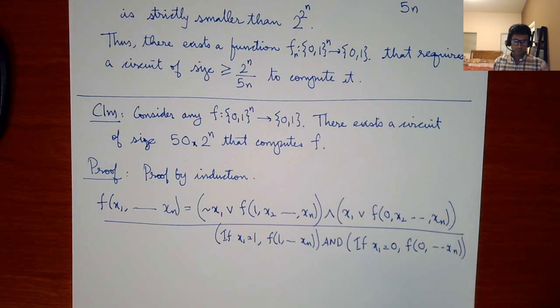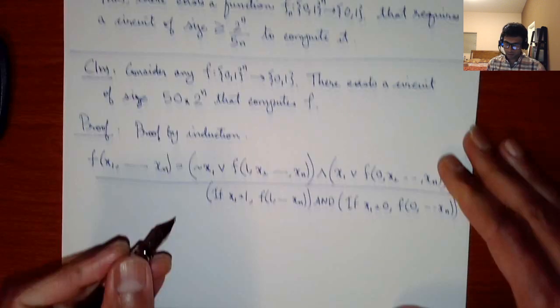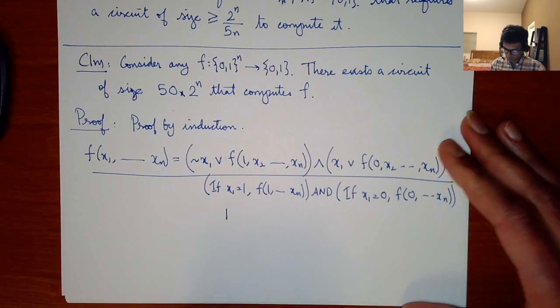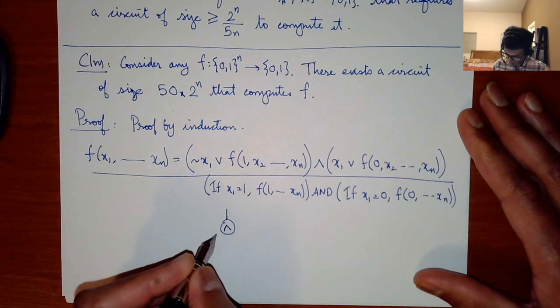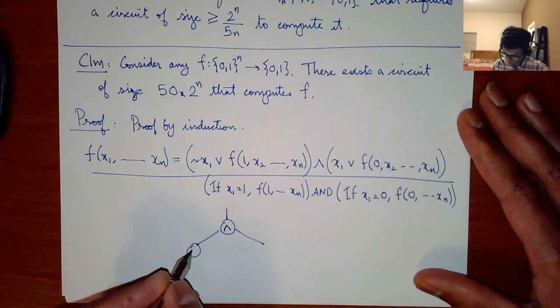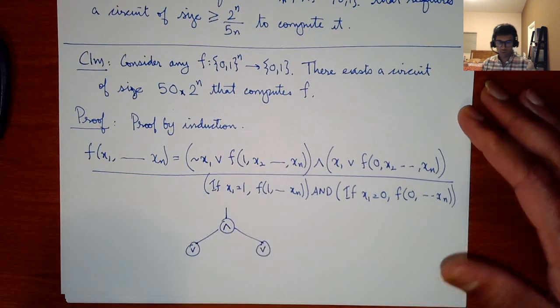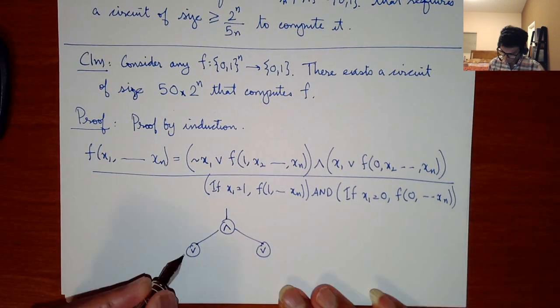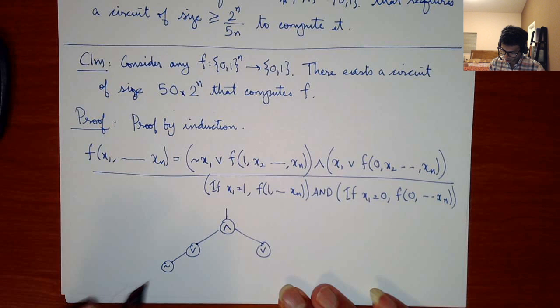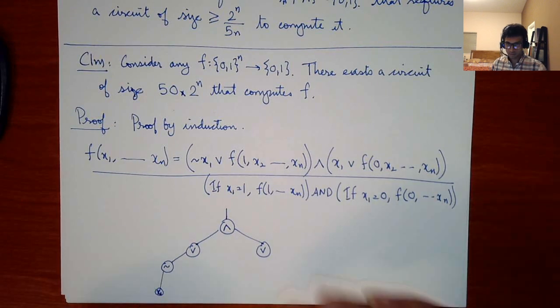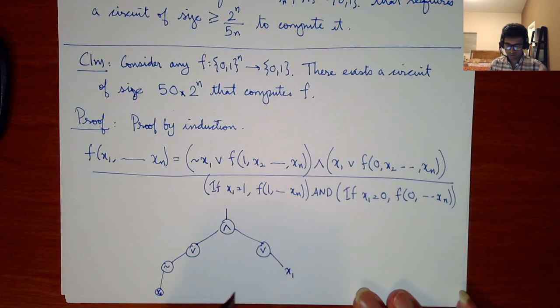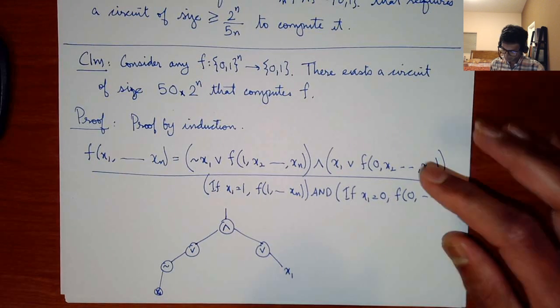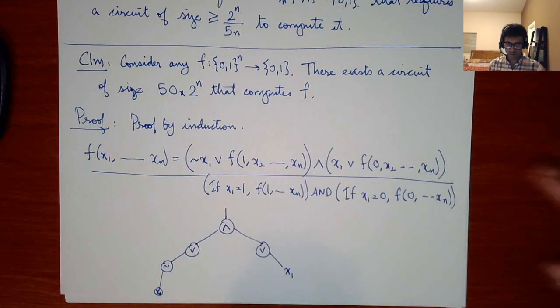Okay, and then we just do it by induction. So then we could say that, okay, so how do you compute f? Well, you have an AND gate here, then you have one OR gate here, one OR gate here, and then you have NOT of x1, and here you have x1. So you could just combine these leaves into one by just adding two NOT gates in a row.